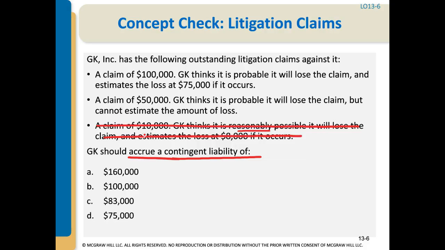Now the first bullet point, a claim of $100,000, GK thinks it is probable that it will lose the claim and estimates a loss of $75,000. That seems like we should accrue for $75,000. The second bullet point says a claim of $50,000. GK thinks it is probable it will lose the claim, but it cannot estimate the amount of the loss. If they can't estimate the amount of loss, then they can't accrue anything. So based on these three bullet points, the amount they should actually accrue is just the $75,000.